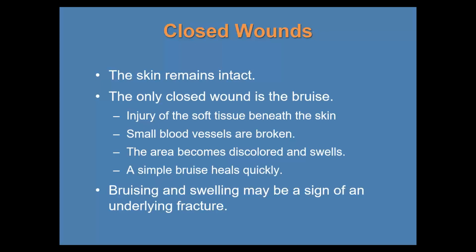Generally the only closed wound is the bruise, and it's something that we can see from the outside. It's an injury of the soft tissue beneath the skin, small blood vessels are broken, and the area becomes discolored and swells. That's essentially what a bruise would be. Bruising and swelling may be a sign of an underlying fracture. Again, if you can do that type of damage to the tissue, then you may have a fracture there.